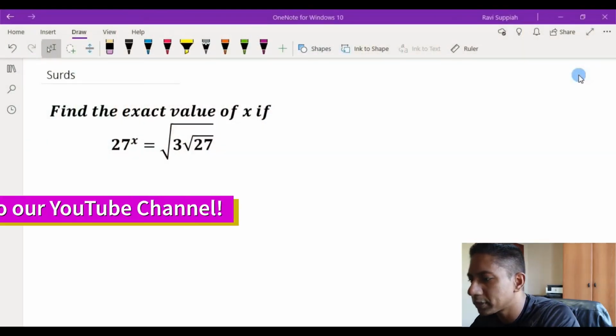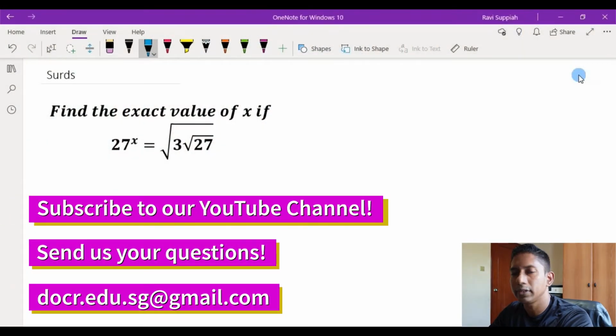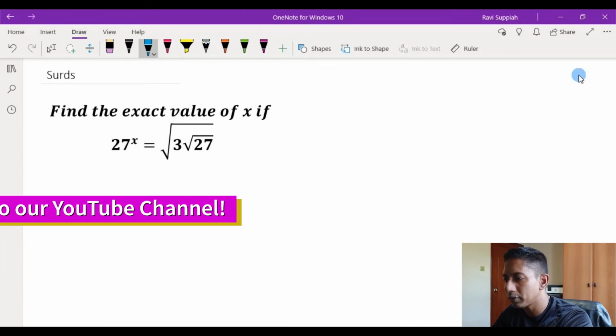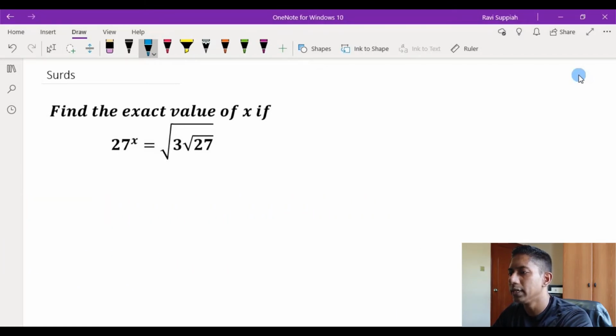We are given this expression over here where we have 27 to the x is equal to the square root, and within the square root we have 3 and another square root of 27 over here. Now how can we go about doing this? We need to apply the rules of indices step by step.